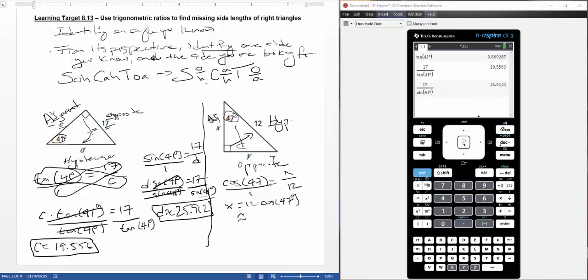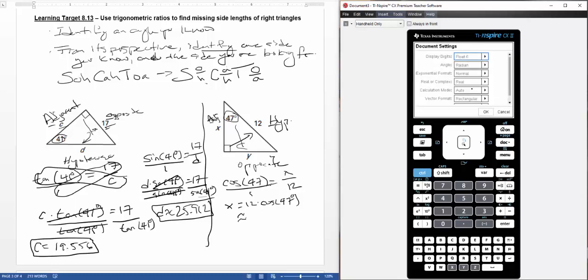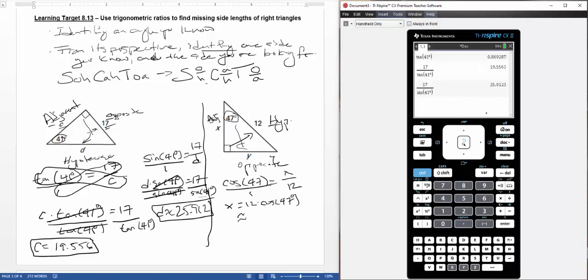By doing this on your Inspire, you're going to hit Doc Settings, which is option 7, in Document Settings. In the Document Settings, I'm going to change the angle from radian to degree. Note there's a third way to measure angles called gradians, but we don't really care. What we care about is angles are in degrees. If your calculator says make default, you can make it the default, or just hit OK. And now I can do all these calculations and not have to hit the degree button to make it work.